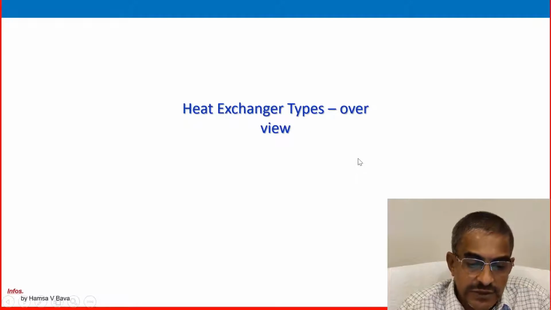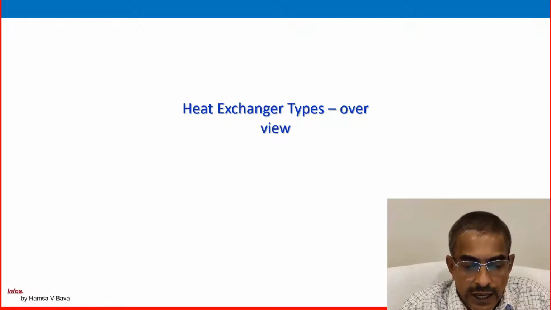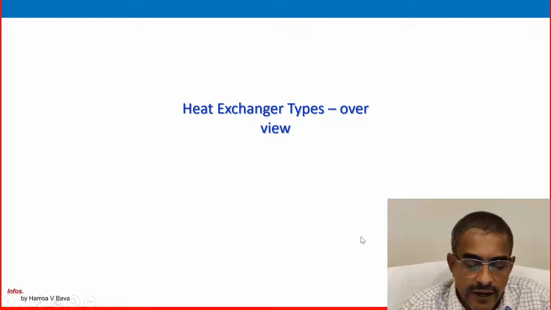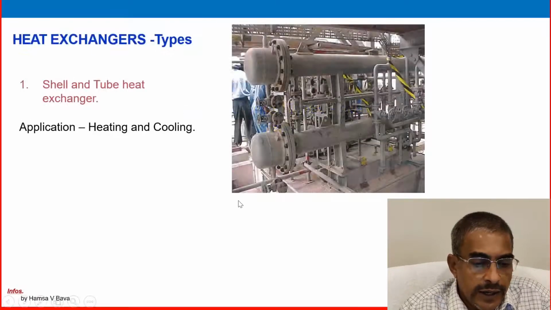Heat exchanger types overview. Different types of heat exchangers are used for heating and cooling purposes. Here we will give an overview only, and a detailed study will be in our coming slides. The most common one is the shell and tube heat exchanger.